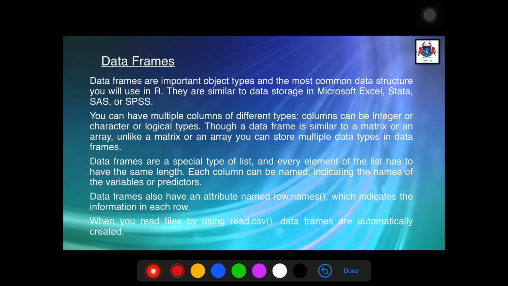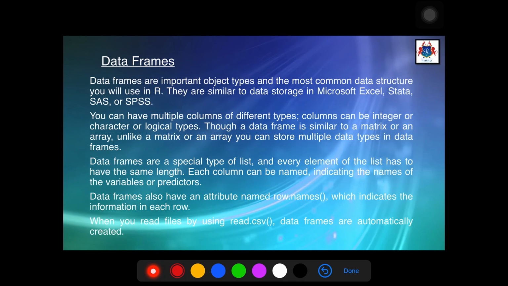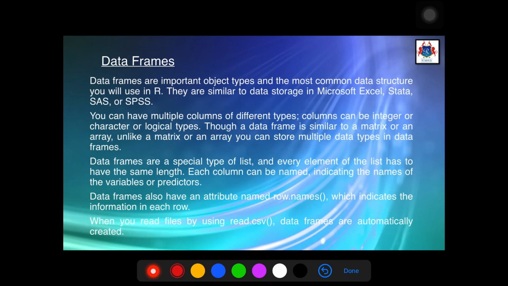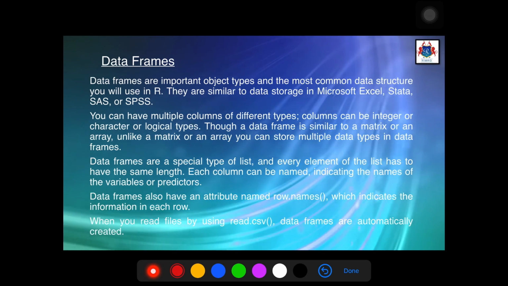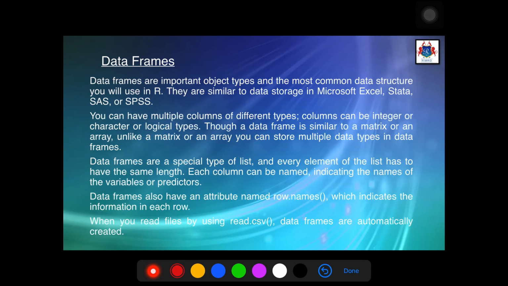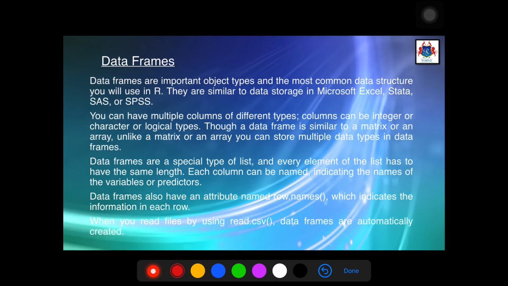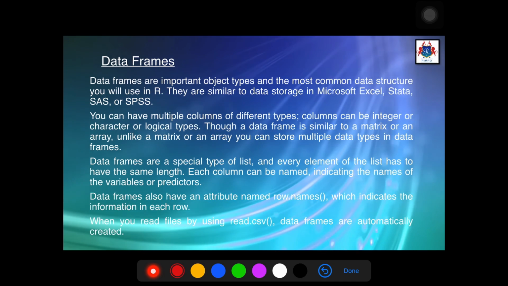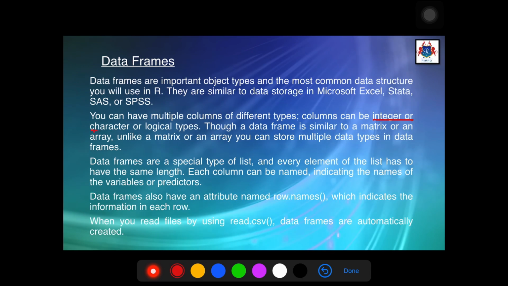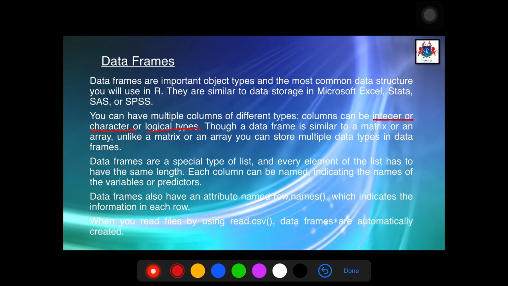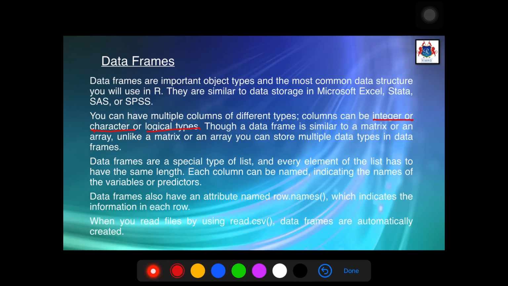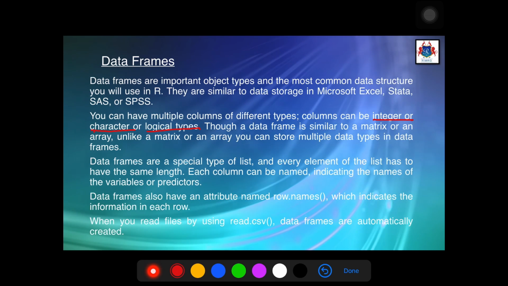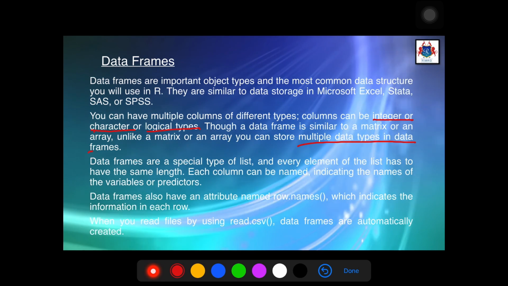Now next is data frames. Data frames are important object types and the most common data structure you will use in R. They are very similar to data storage in Microsoft Excel, Stata, SAS and SPSS. You can have multiple columns of different types. Columns can be either integer or character or logical types. Though a data frame is similar to a matrix or an array, unlike a matrix or an array, you can store multiple data types in data frames.